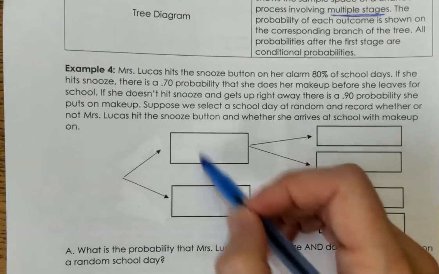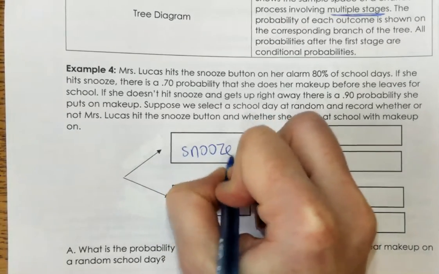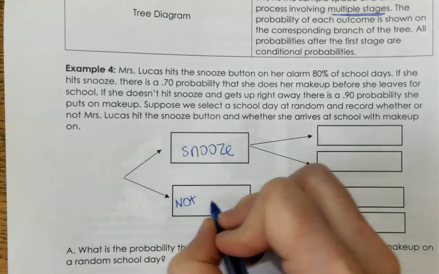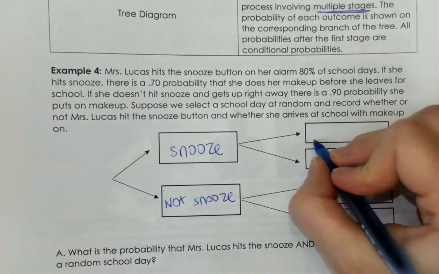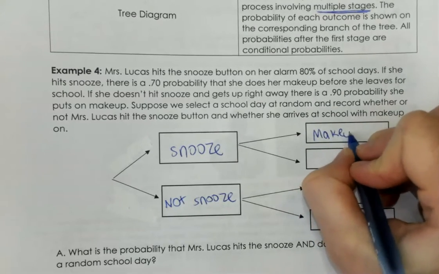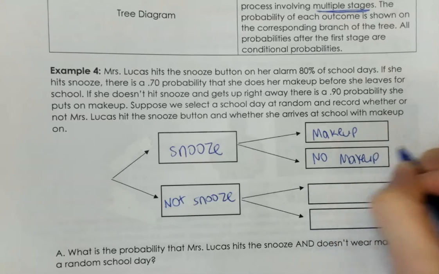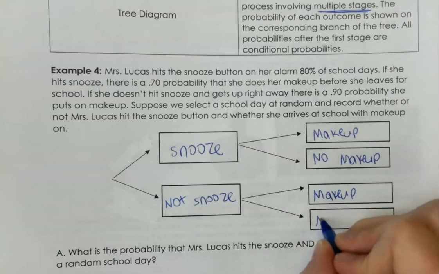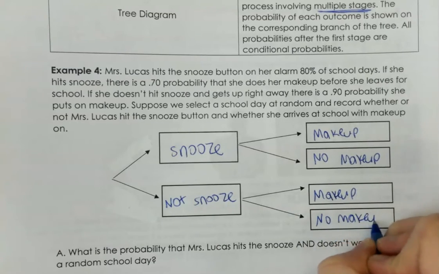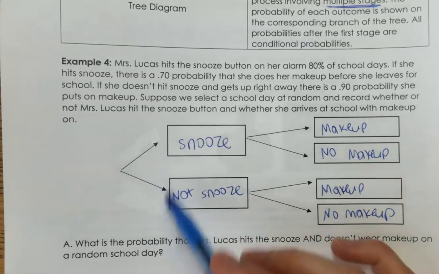So we're going to go ahead and label our options here. So I could either snooze or not snooze. If I snooze, I could either put on makeup or not put on makeup. Same with not snoozing. I have the same two options. Makeup, no makeup. All right, let's add in those probabilities for each little branch.